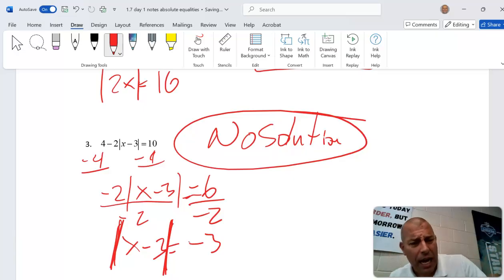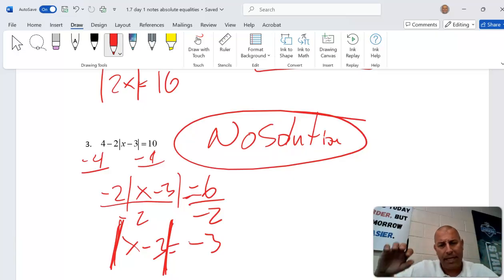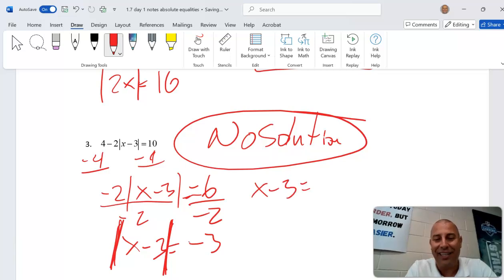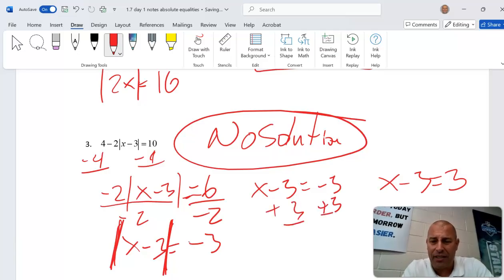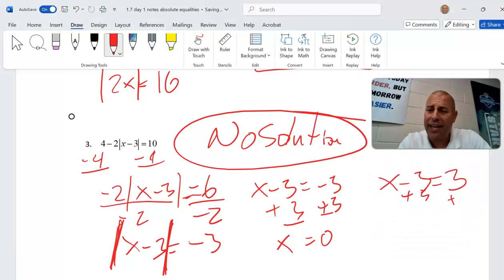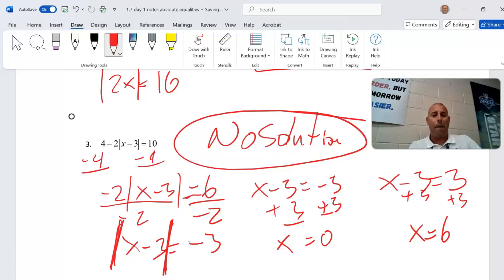So if you ever isolate your absolute value bars, but it's supposed to equal a negative, shut it down. Now, here's the thing though. If you don't notice that, you just go along your merry little way and say x minus 3 equals negative 3, or x minus 3 equals a positive 3. You're still going to get number answers. And you'd be like, yay, x equals 0, add 3, yay, x equals 6. But here's the thing: if you plug it in, it won't work.